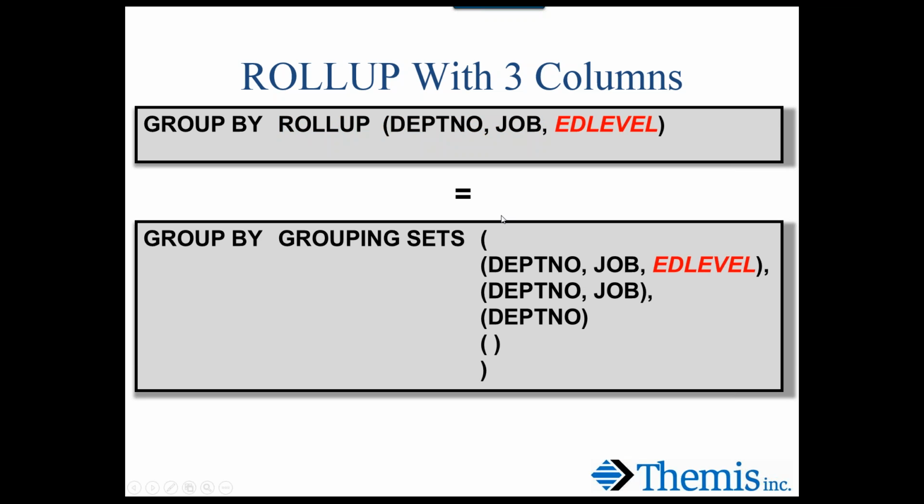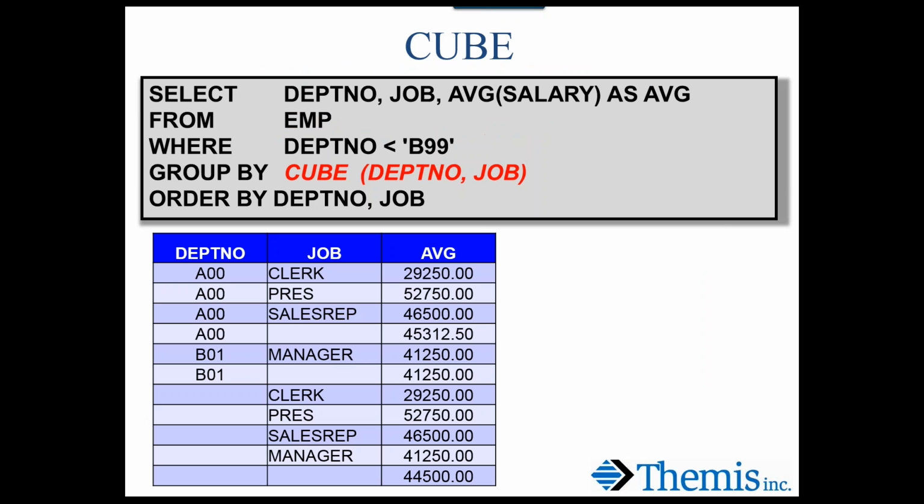If I add a third column to the rollup, then you can see what I'm doing. I'm just taking one column off the end of the group by until I get down to nothing. So department number and job and ed level, department number and job, then department number by itself, and then the whole thing.